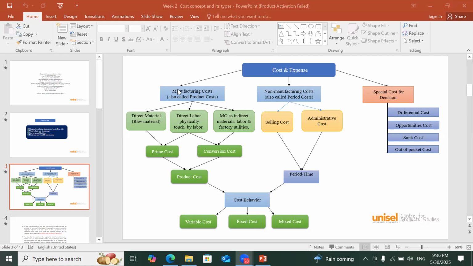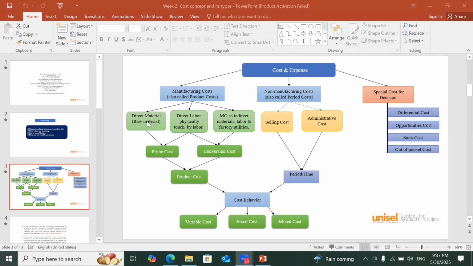However, the manufacturing cost we can categorize under three heads: direct material, direct labor, and manufacturing overhead, such as indirect material, indirect labor, and indirect factory overhead. These are the three headings under the manufacturing cost.